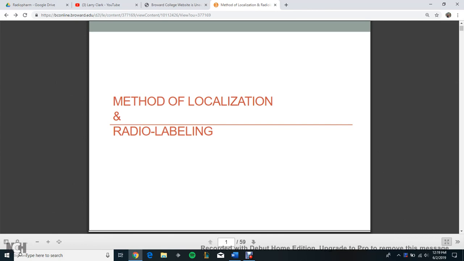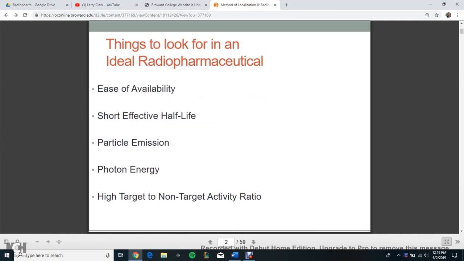Method of localization and radio labeling. Things to look for in an ideal radiopharmaceutical: ease of availability, short effective half-life, particle emission, photon energy, high target to non-target activity ratio.